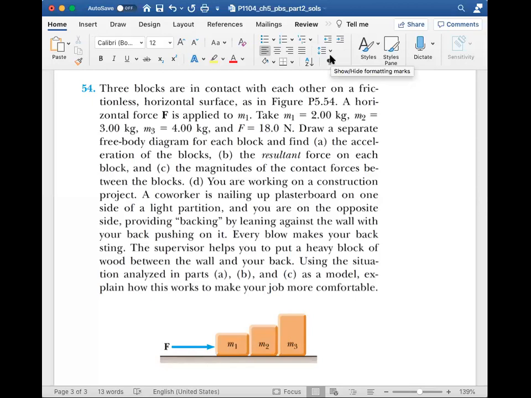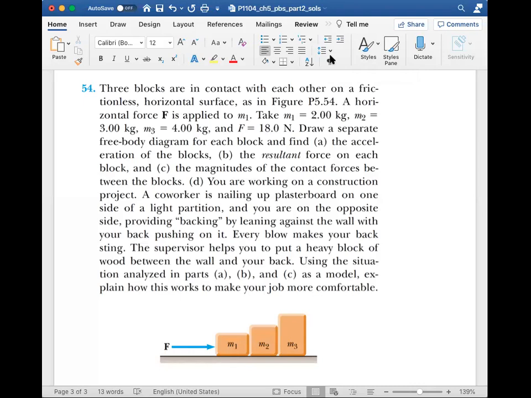So let's continue with problem 54. You have this figure. In this figure you have three blocks which are in contact, M1, M2 and M3, which have different masses. They are in contact with each other on a frictionless horizontal surface, so there is no friction between any of these blocks and the surface. A horizontal force F is applied to M1. It is only applied to M1, but it lets the system move.